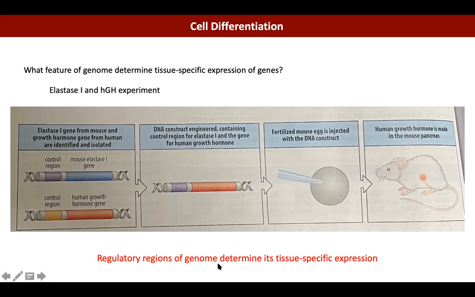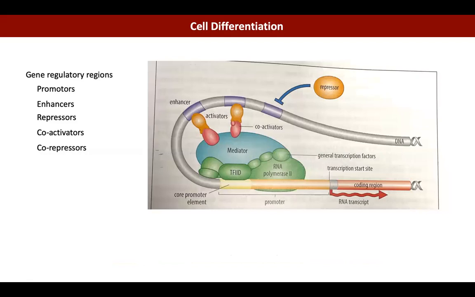And this basically highlights the importance of the regulatory regions of the genome. If you, for example, remove the regulatory region of the genome, the expression ceases, even though the gene is still there and unperturbed. So there are different regulatory regions of the genome: promoters, enhancers, repressors, co-activators, co-repressors. I will come back to this a little bit later.